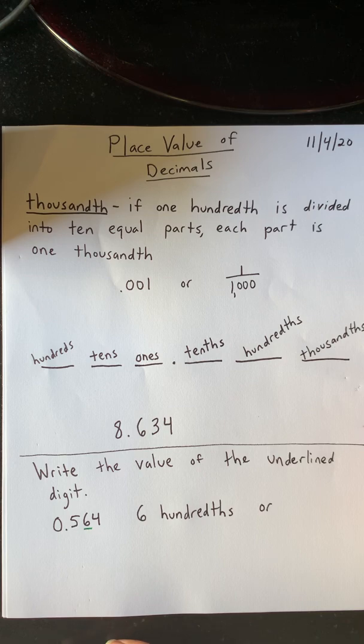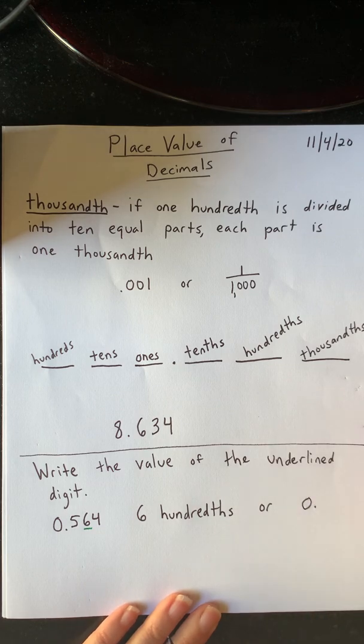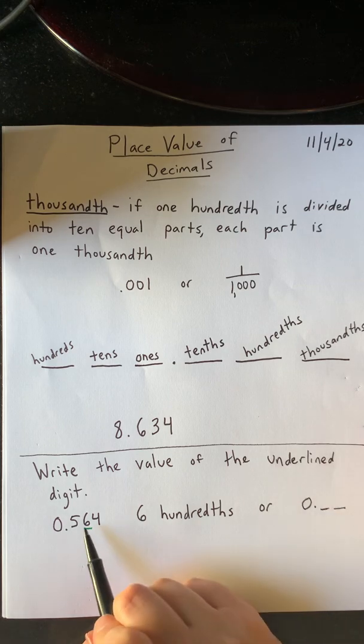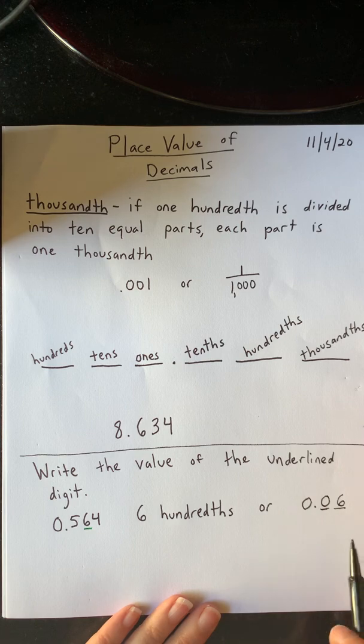So the second way would be I'd write my 0 decimal. The hundredth spot is 2 places after the decimal, so I'm going to do 2 dashes. I fill in the 6, my underlined number, in the same spot, 2 after the decimal, just like there. And then everywhere else, I put zeros. So that also would say 6 hundredths.